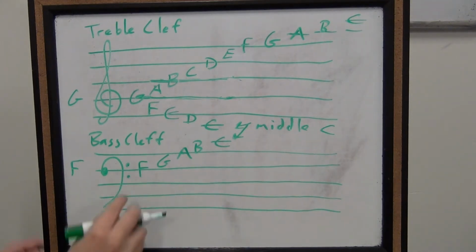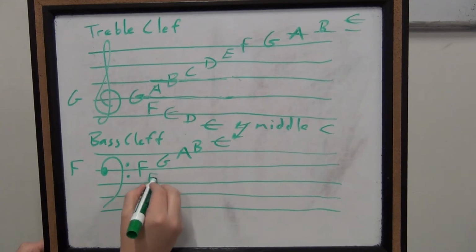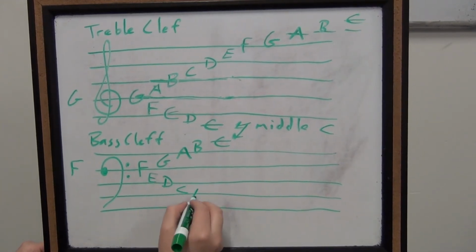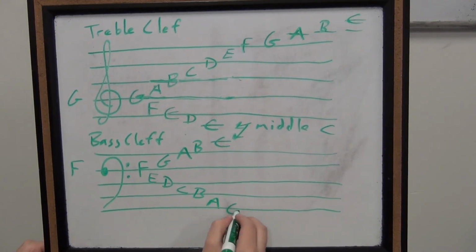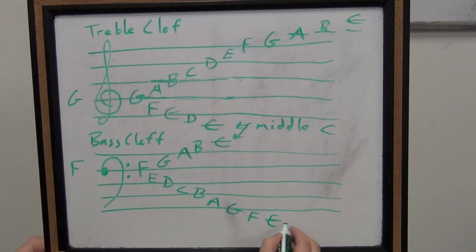And for F, we would do the same thing. We just fill it out, go, okay, what comes before E? F, E, what comes before E? D, what comes before D? C, and so forth, down to B, down to A, down to G. We get one freebie on the bottom, and then we have to start writing ledger lines again, and it just keeps going and going both directions.